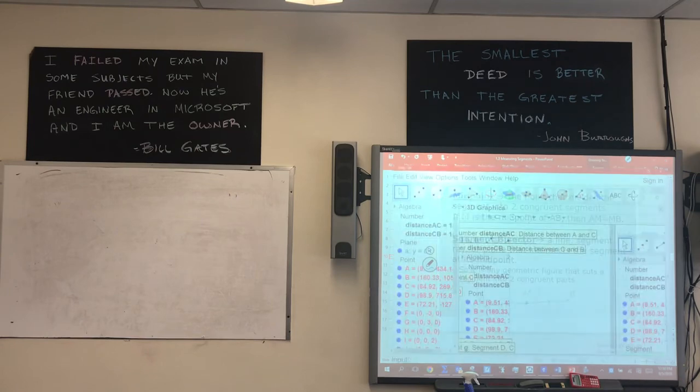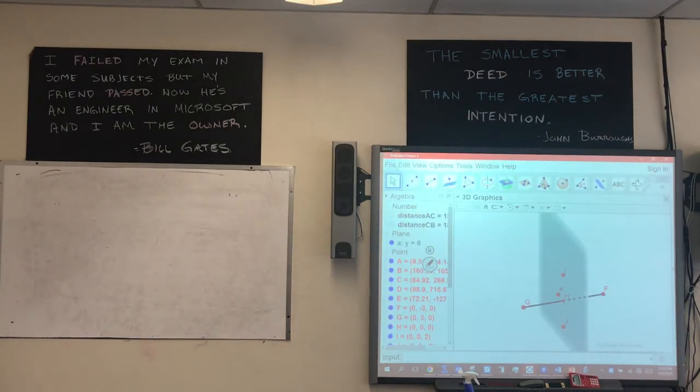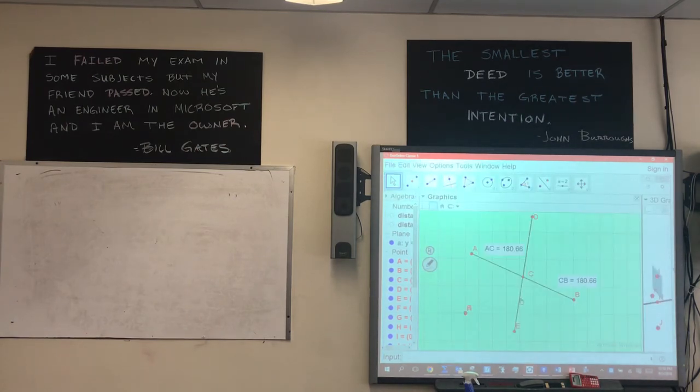So let's see here. All right, so I have right here that red line. That's just my segment, okay? Let me get rid of these other points. Never mind, let's keep those. If I look at that segment, you can see that from A to C, it's 180.66. From C to B, it's 180.66. So that point right there is indeed a midpoint. Is that okay?